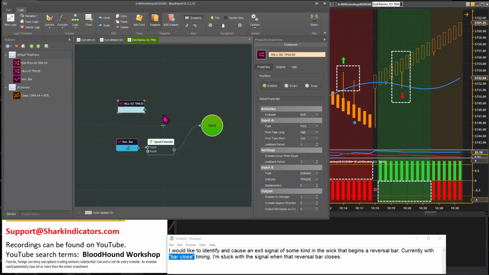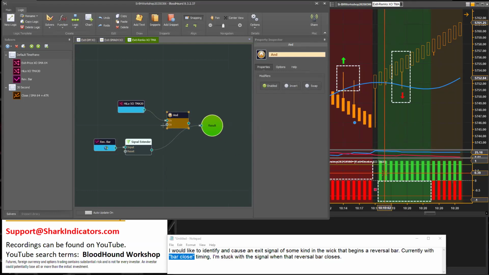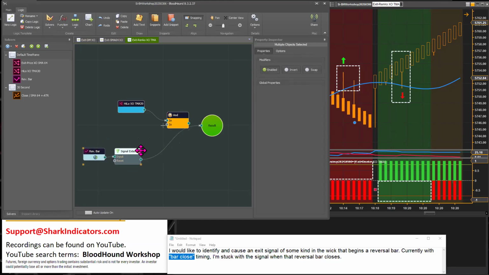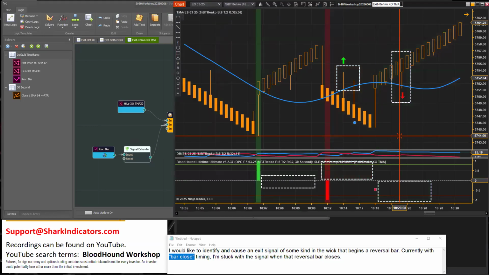So now we can take that with an AND node. Remember, with an AND node, everything going into it has to have the signal, or they all have to have the same output. So if our signal extender does not have that short, then that means that short exit cannot pass through the AND node here. There, like so. And so there we have it.